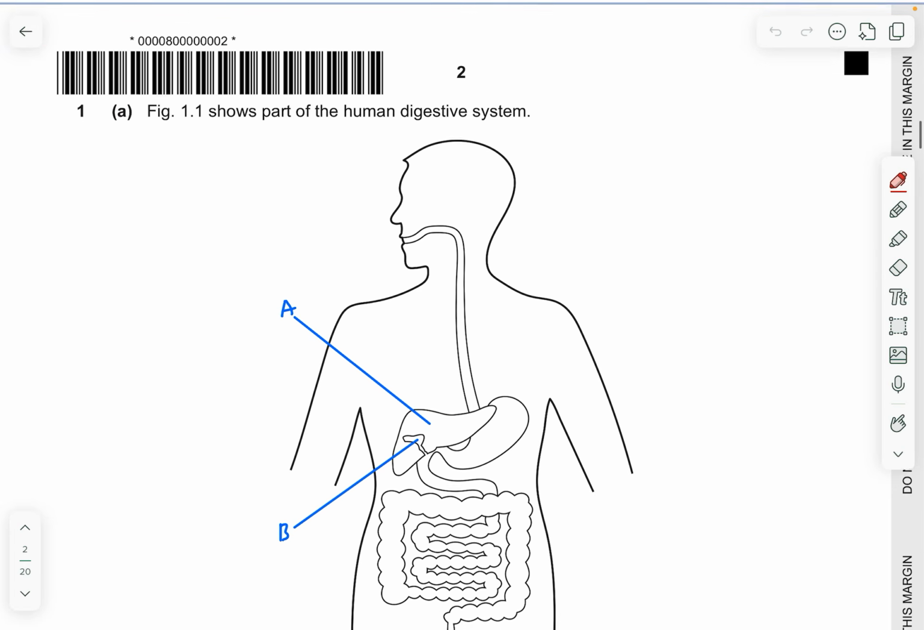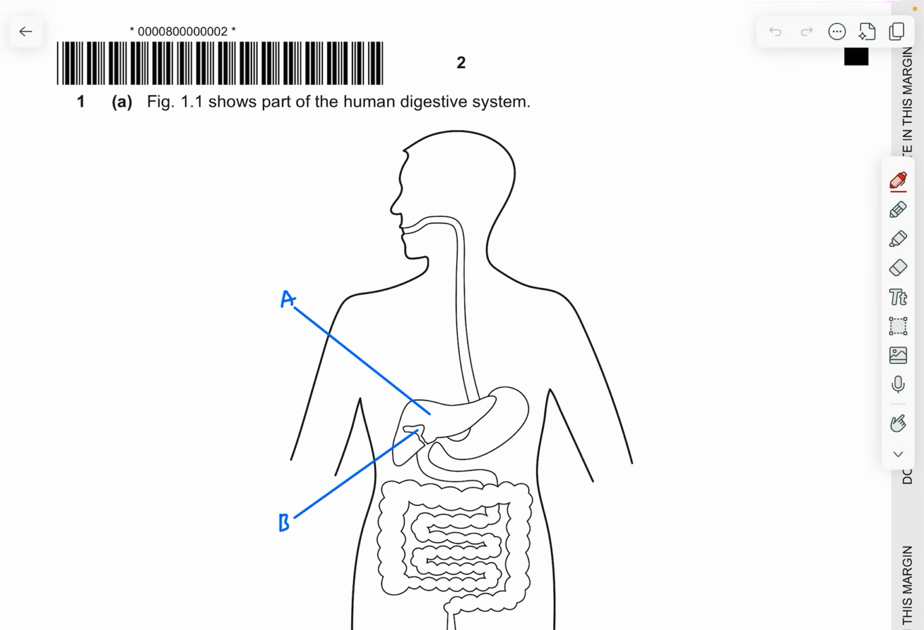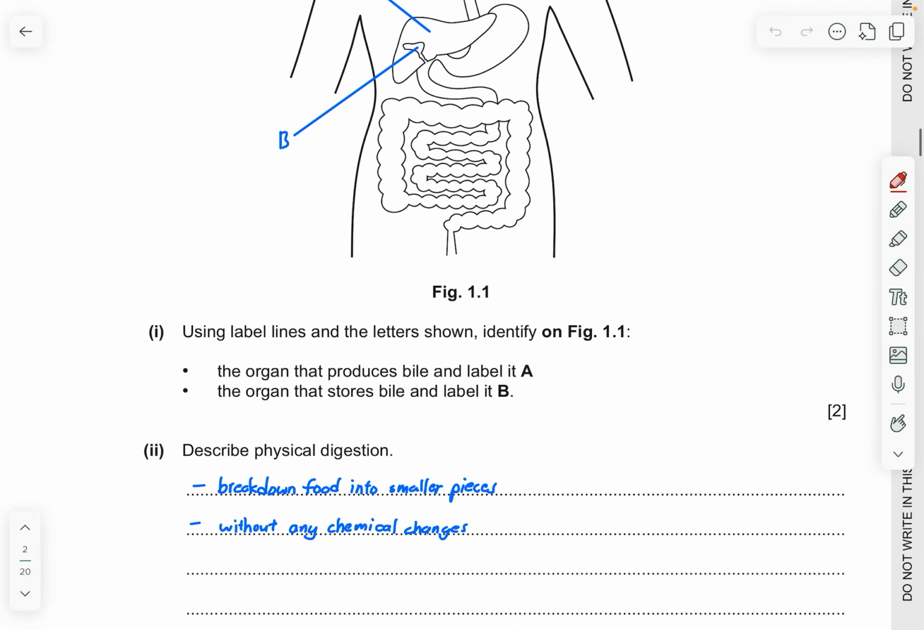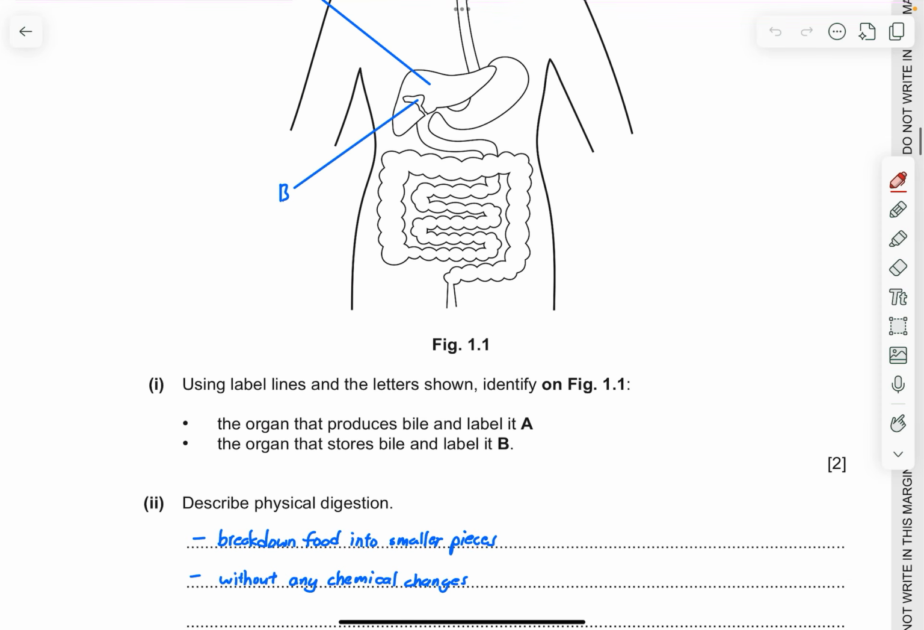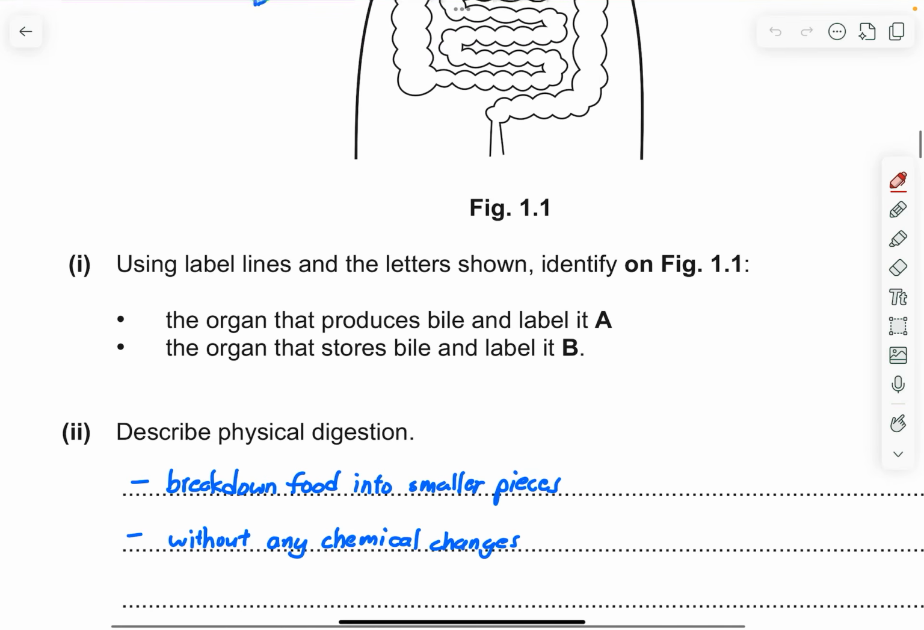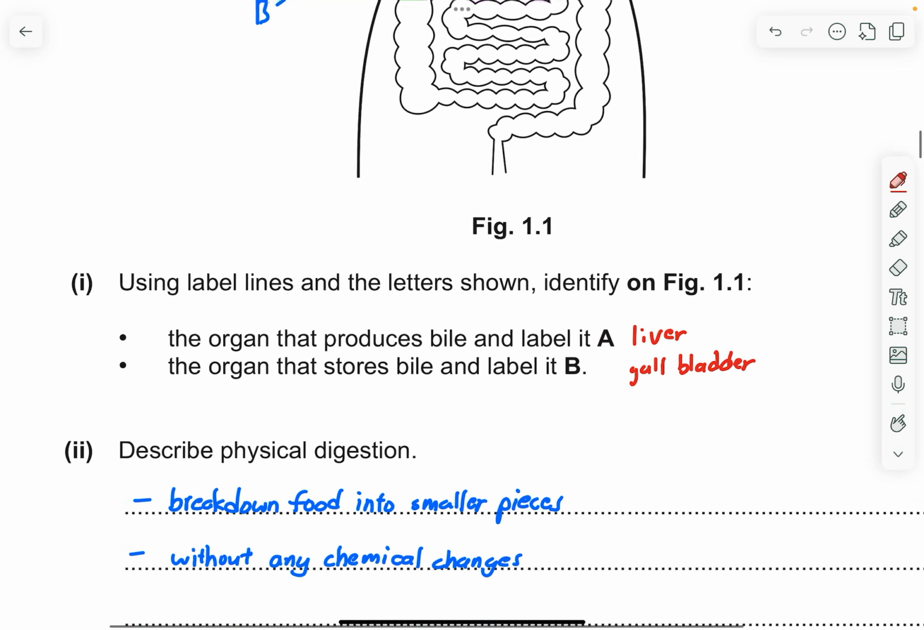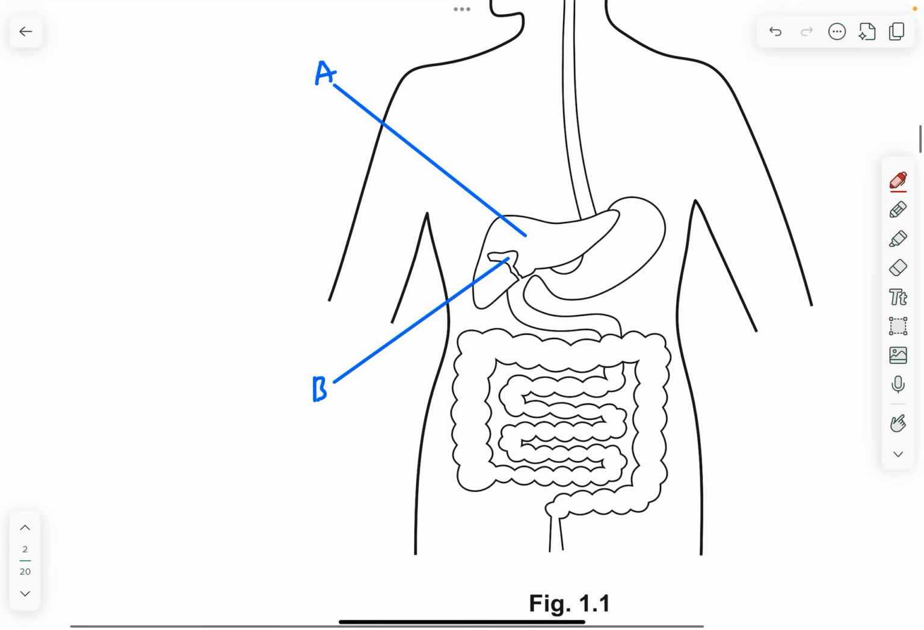So question 1, figure 1.1 shows the part of the human digestive system. Using label lines and the letters shown, identify on figure 1.1 the organ that produces bile and label it as A. Remember, this is something that students will also confuse. Producing is always the liver. The one that stores it is the gallbladder. But of course, they're not asking you to write, they're asking you to label them. So label in this form, okay?